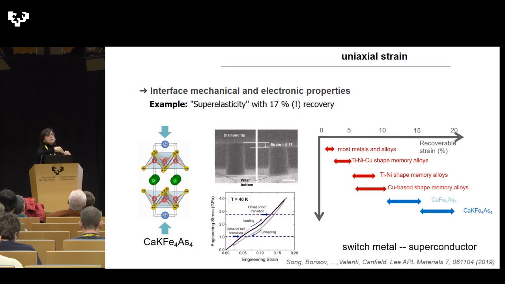And this recovery is extremely important, because you can use this material, and we call it superelastic, in the sense that you have almost no losses when doing the strain back and forth. In fact, it has a recoverable strain which is much larger than the best known shape memory alloys. Because through this transition you go from a superconducting to a metal phase, you can use this as a mechanical switch between superconductivity and a metallic state.